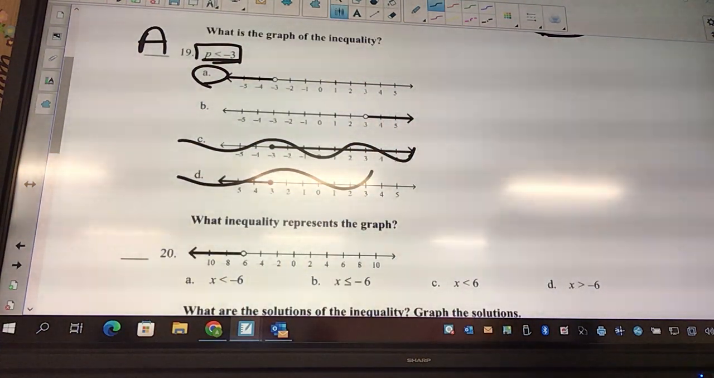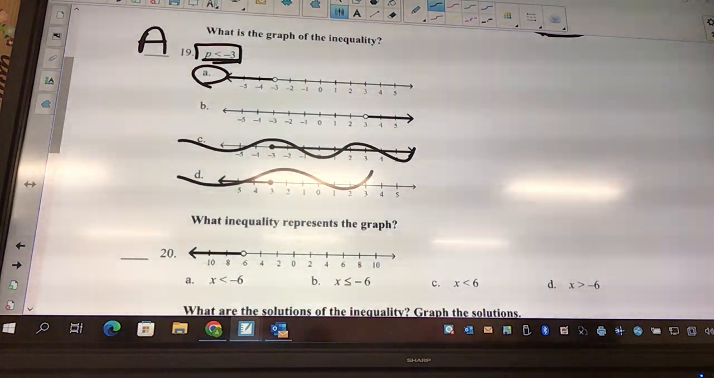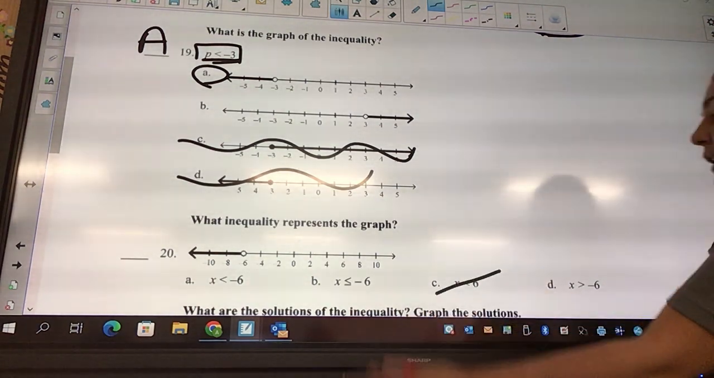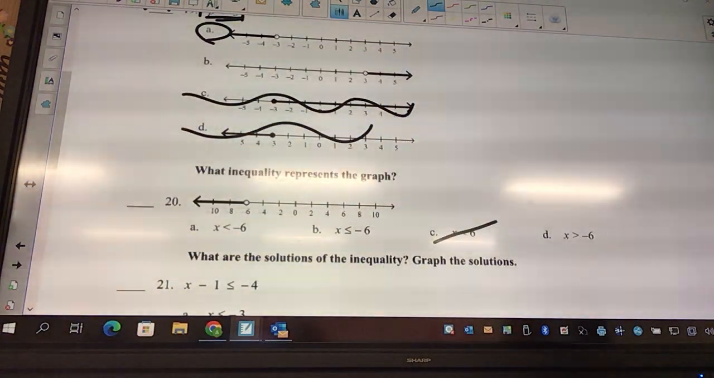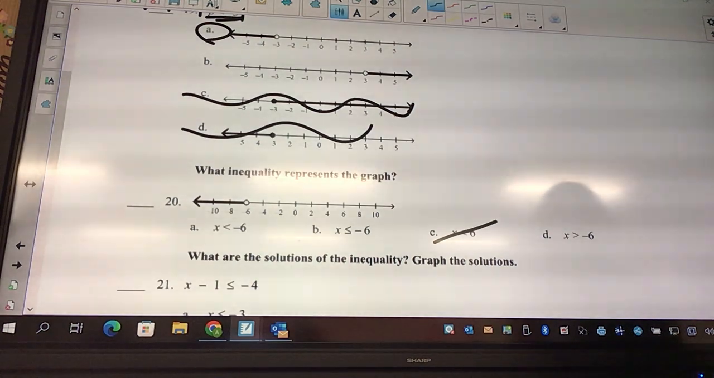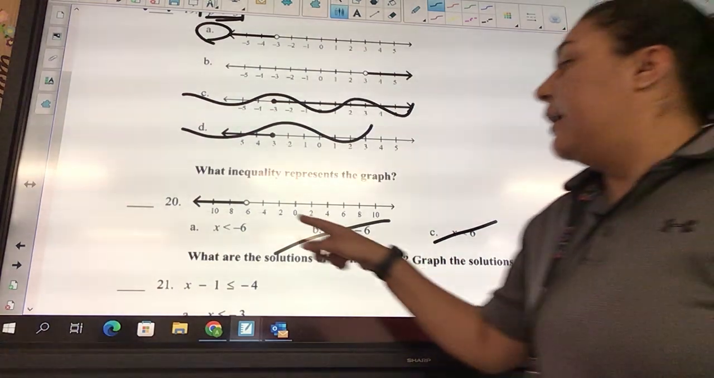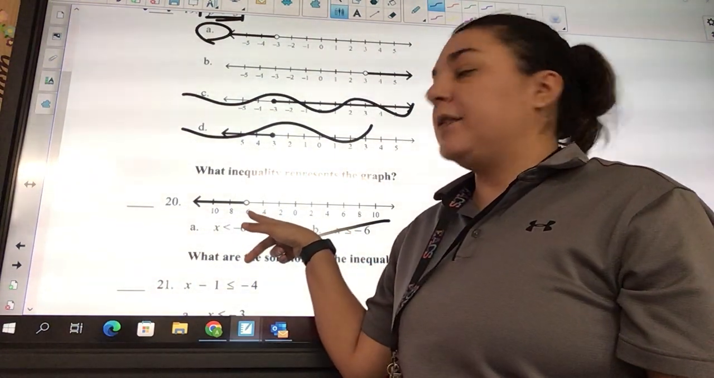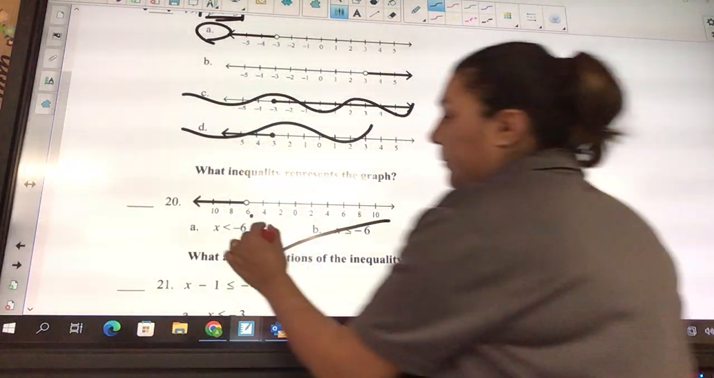Okay, 20. Start by looking at the graph. What should our number be on? Negative 6. What can you eliminate? You can eliminate C. Is this an open or closed dot? Open. So what can you eliminate? B. Now it's just a matter of reading from here. This says 6, and then everything is greater than or less than negative 6? Less than. Which one is that going to be? A.